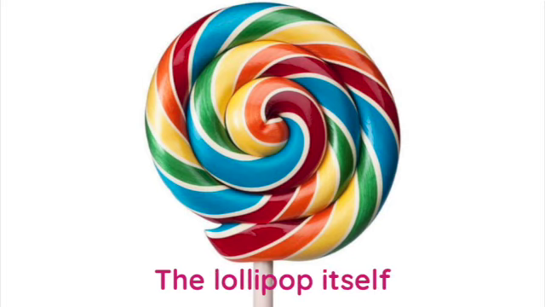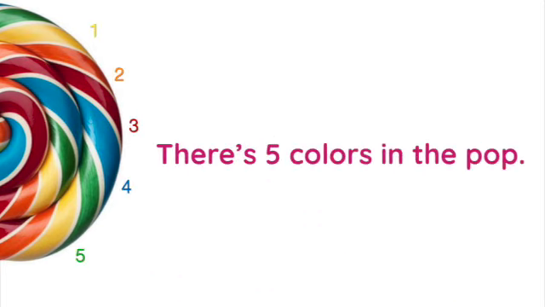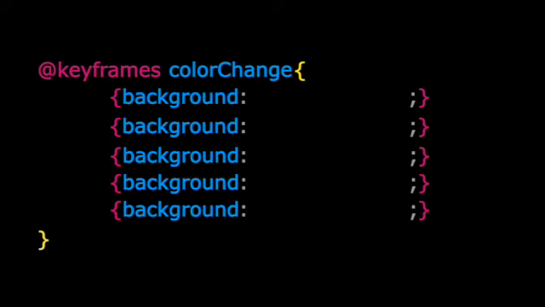Let's use a different image and put in this rainbow swirly lollipop. The lollipop itself is pretty attention-grabbing, but let's see. There's 5 colors in the pop. We could set up our background in the keyframes to 5 parts. Think of dividing 100% by 5. We come up with 20%.